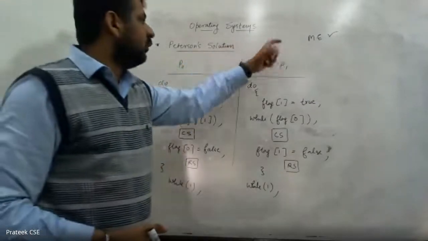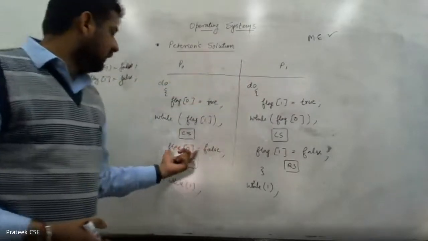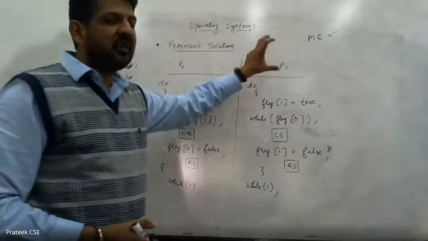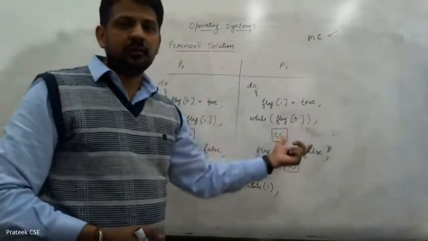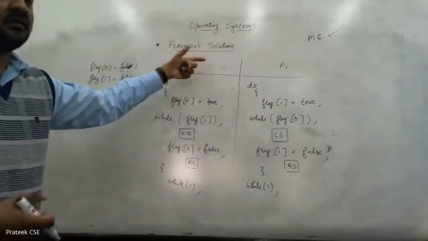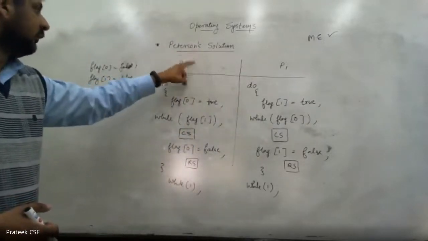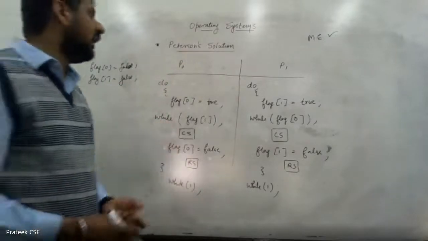Now if flag of 0 equals to false, that means this P0 is not interested. Now P1 can enter, but due to some reason the process P1 does not want to enter the critical section, and now after some time, let's assume again this P0 wants to enter the critical section. So let's see what will happen here.